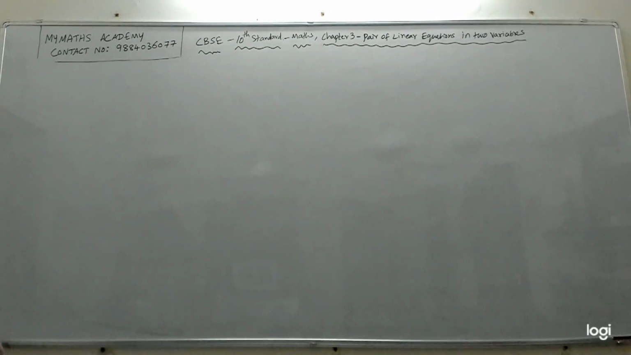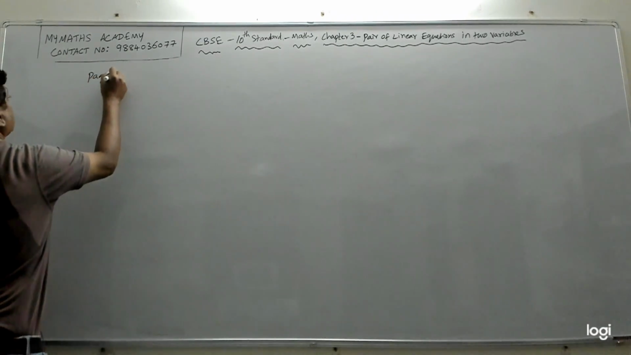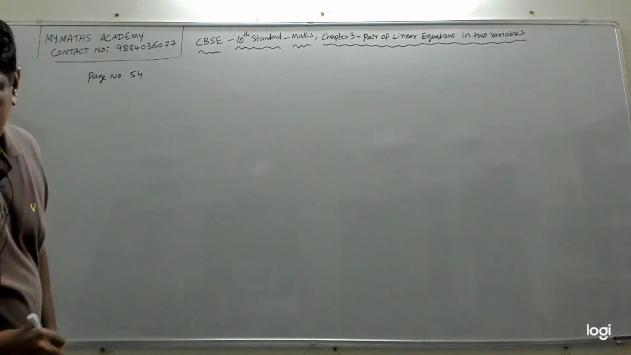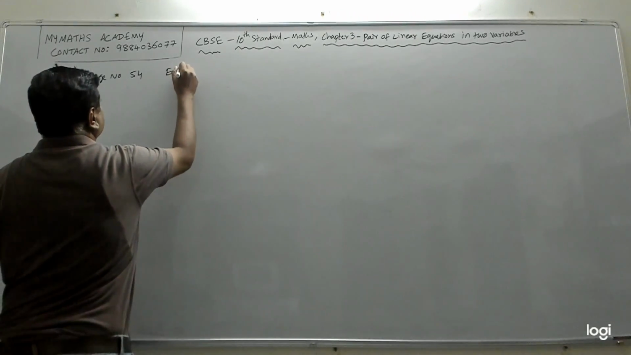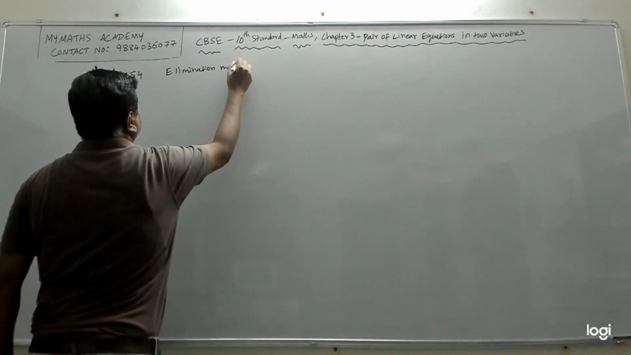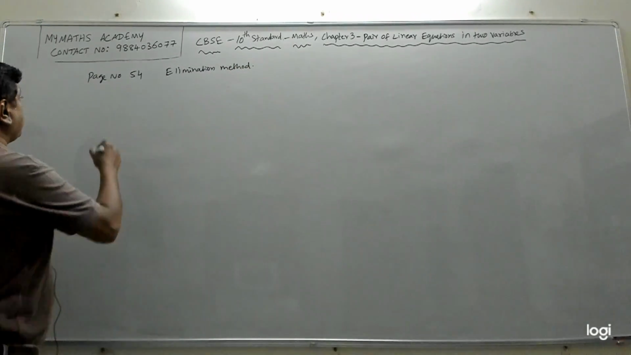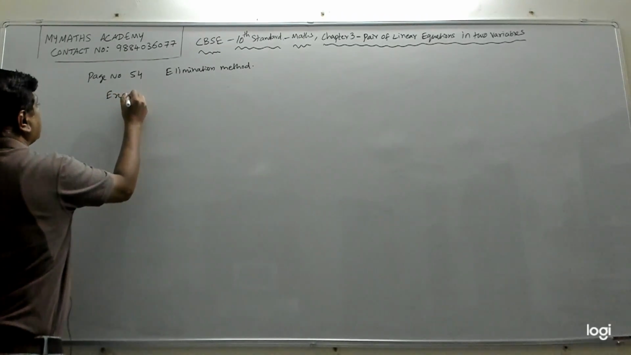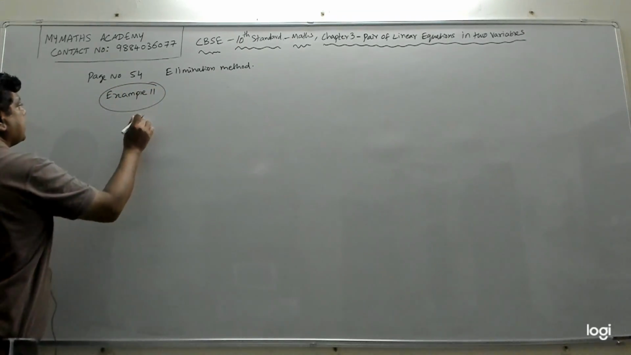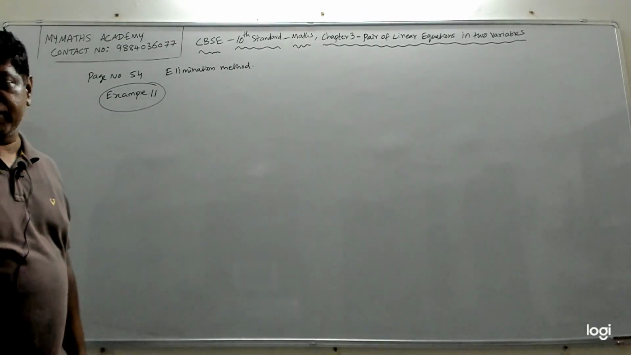Page number 54, and we will talk about the elimination method. Okay, so we will do example 11 in page number 54. Example 11. So what is example 11 on page number 54?